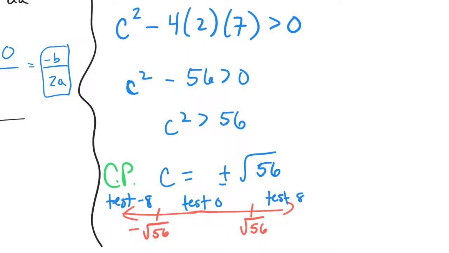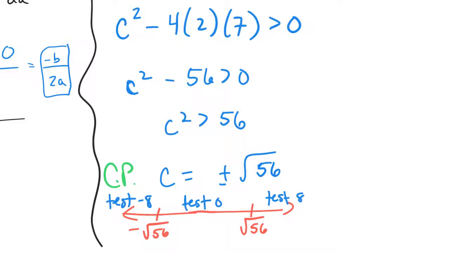Now, where do I test these three values? I test them here. Remember, wherever you have the inequality greater than or less than 0 is where you want to test it, because we want to know which regions are greater than 0. By testing in here, I can see if each region is greater than 0, less than 0, or greater than 0, less than 0, greater than 0, less than 0.